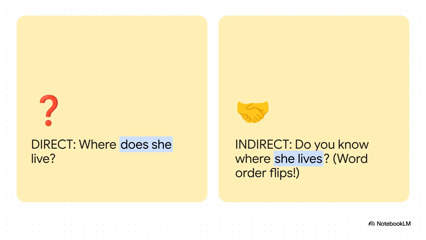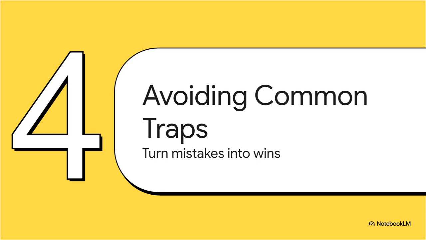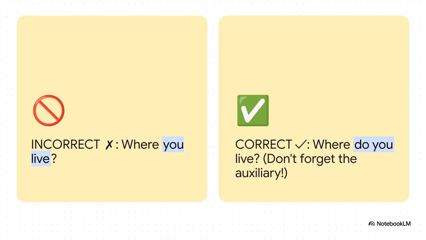That's the key. All right, let's look at a few common mistakes. And listen, don't worry if you make these. Pretty much every English learner does. Fixing them is actually a great way to level up your English skills fast. Okay, trap number 1 is the missing auxiliary verb. It's so easy to say where you live, but you need that little helper word, do, to make the question grammatically correct. It's gotta be, where do you live?